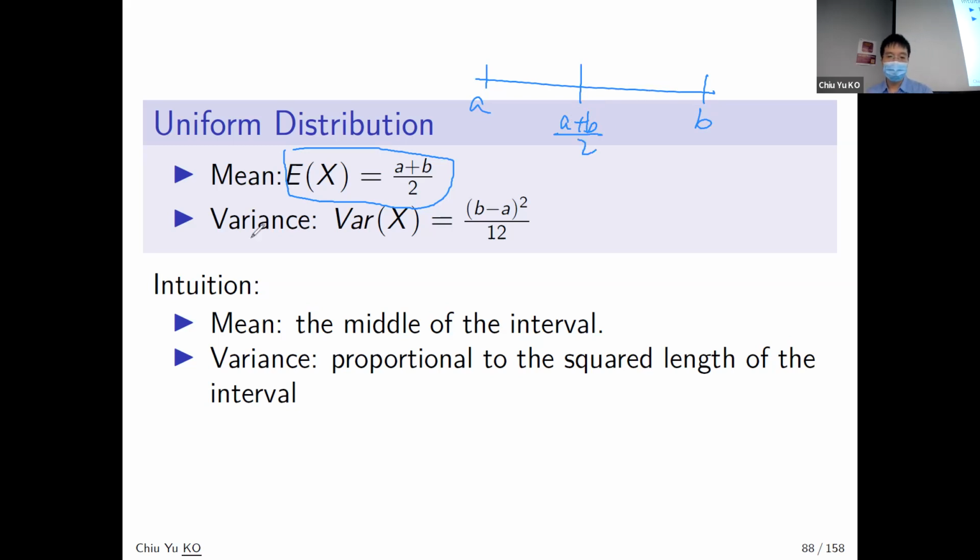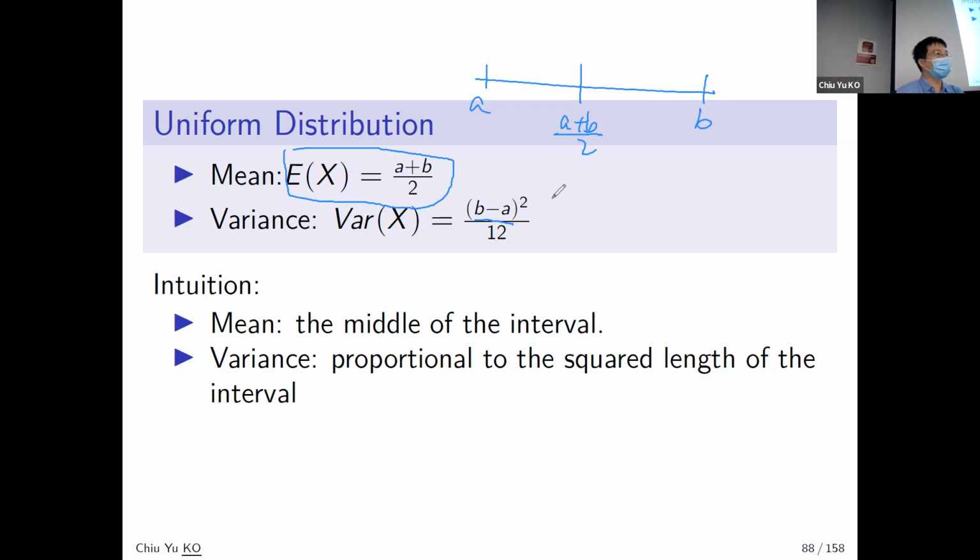And the variance, we don't prove it, but you can see the variance is proportional to the interval length, B minus A, squared, which is very natural. The bigger the interval, the larger the variance will be. And you have a square because it is variance, everything is squared. And it's divided by 12.